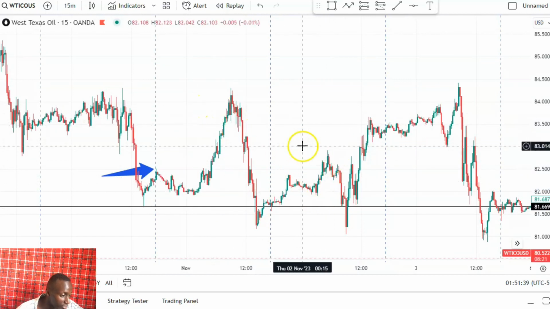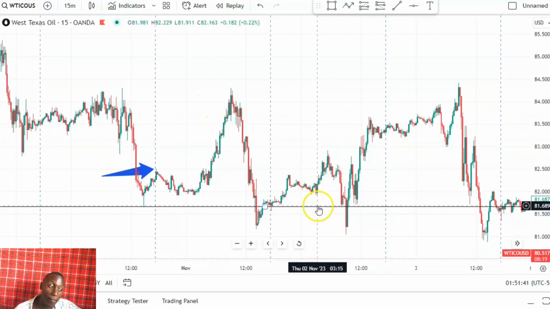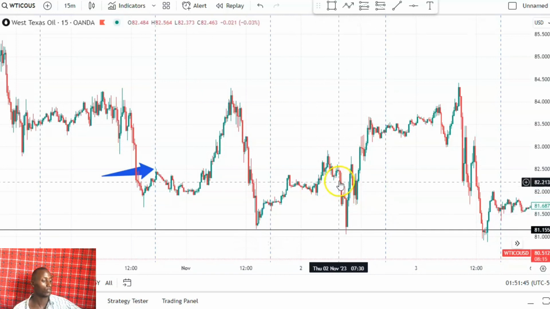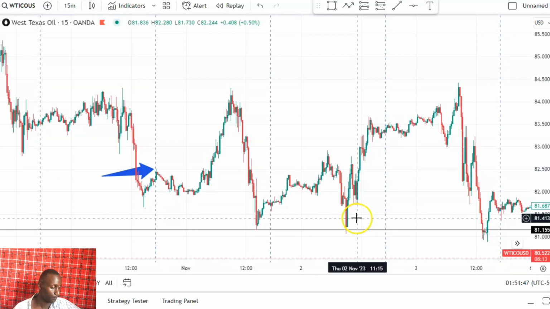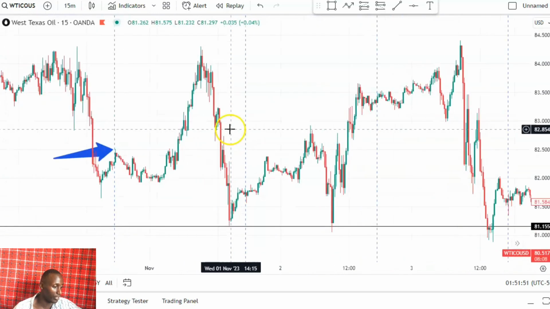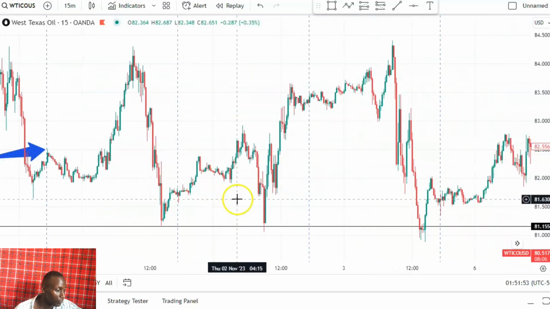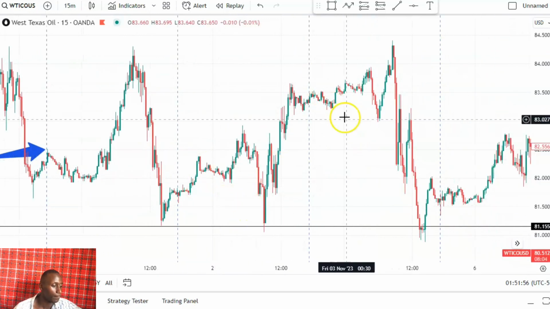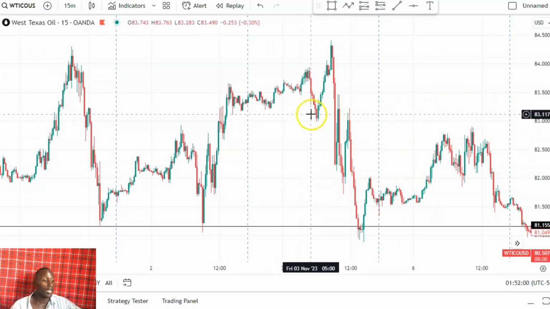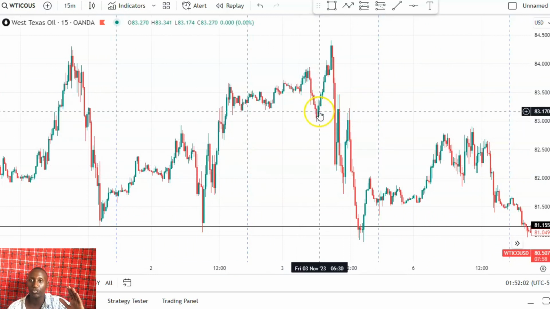So on Wednesday I was selling. On Thursday my thesis has changed. Now I'm buying. So I am buying low, and this being the high of the week, I am continuing to buy. So on Thursday I'm buying, and then on Friday I'm still buying because there is no price action telling me to stop buying.